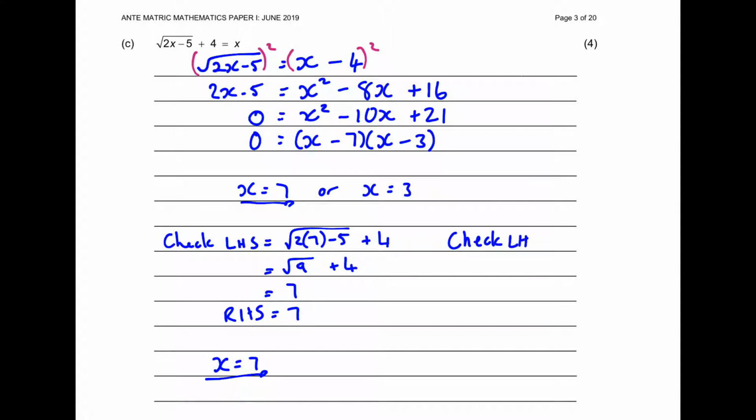On the left-hand side, we have the square root of 2 times 3 minus 5, plus 4, and that gives us the square root of 6 minus 5, which is 1, plus 4, which is equal to 5. The right-hand side, we just have x, so we substitute 3 in and we get 3. These two are not equal. The left and the right do not equal each other. Therefore, that is not a valid solution, and so x equals 7 is the only solution.